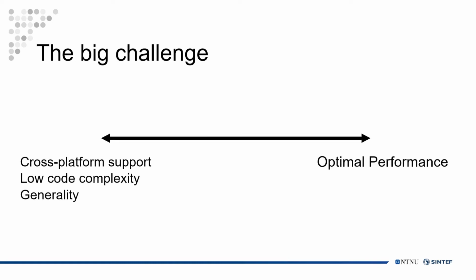As mentioned, the big challenge with developing a large framework like FAST with OpenCL has always been finding a balance between optimal performance and cross-platform support, low code complexity, and generality. And we often find that we had to trade performance to achieve these goals.